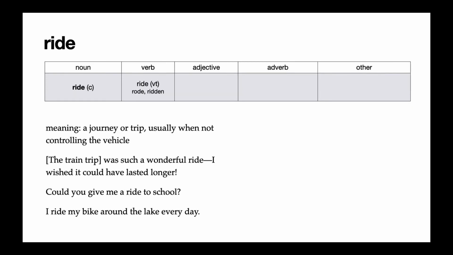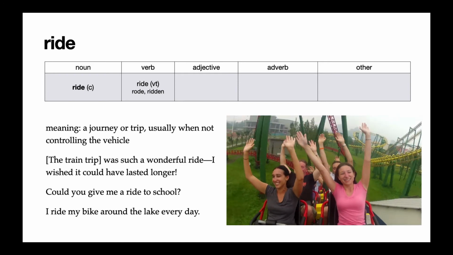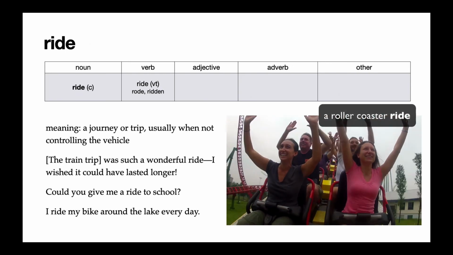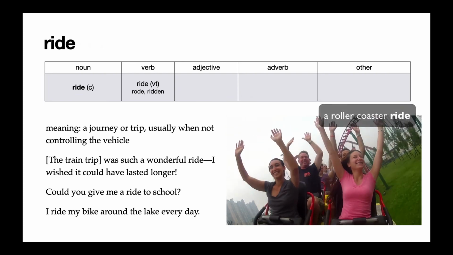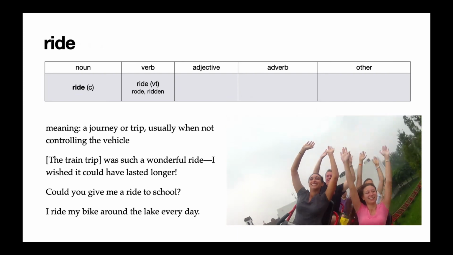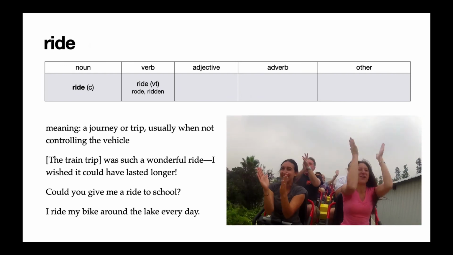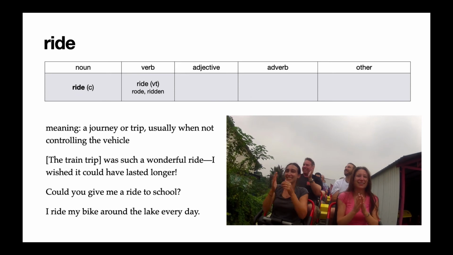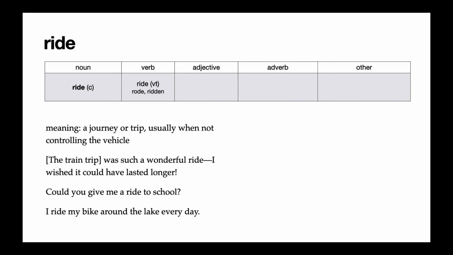Ride is a countable noun that's a synonym for journey or trip, and we usually use this word when we are not controlling the vehicle. So in the reading, I said the train trip was such a wonderful ride. I wished it could have lasted longer. So the word ride here means my journey in the train. And I can say ride because I'm not controlling the train. Someone else is driving the train, and I am just riding on the train.